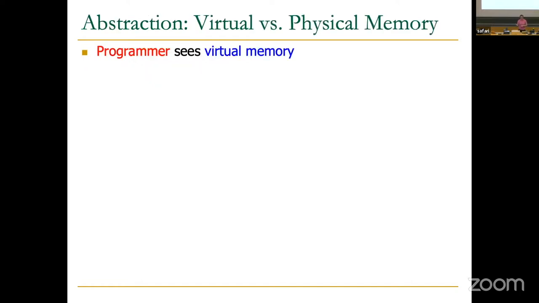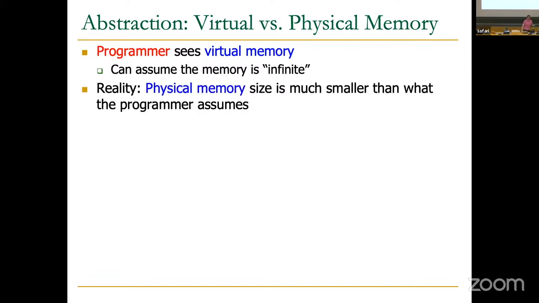Okay, so remember the slide. We said we have virtual memory and the programmer sees virtual memory, and this is an abstraction actually, because underneath there is some physical memory. And the programmer can assume the memory is infinite, large enough. In reality, physical memory size is much smaller than what the programmer assumes. And things work. You write programs with large virtual addresses. In reality, that large of an address doesn't exist. You have a 64-bit address. We don't have 2 to the 64-byte memories, right? If you have that, please let me know. I'd like to use it.